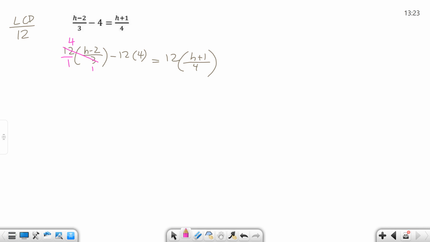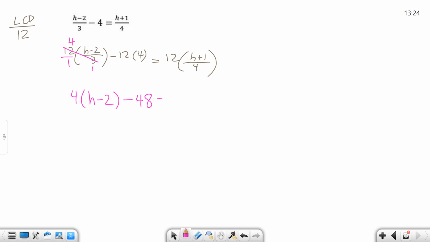So now, this is the step I want you to write down. 4 times, many of you will do this in your head, and if you get it right, that's fine. The problem comes in when there's a minus sign in front of that. That's where people really start to get confused and make careless mistakes. So that's why I suggest writing down 4 parentheses h minus 2 in case that was a negative 4. That negative 4 is what will get you. So minus 12 times 4 is 48, right?